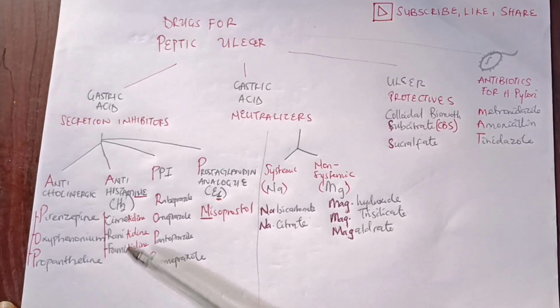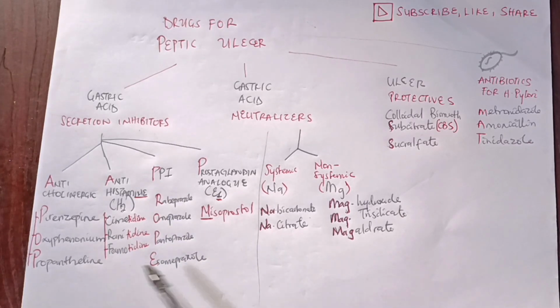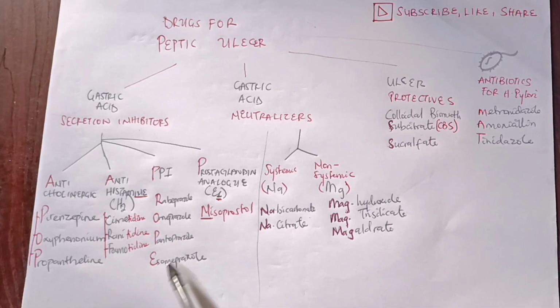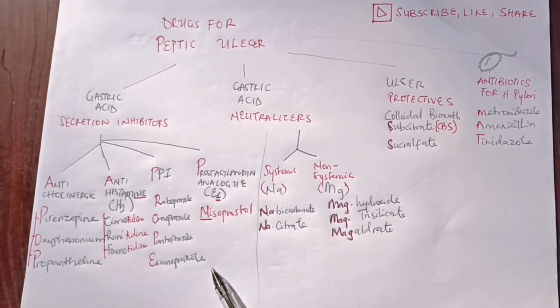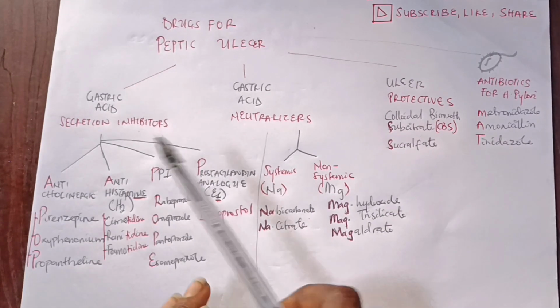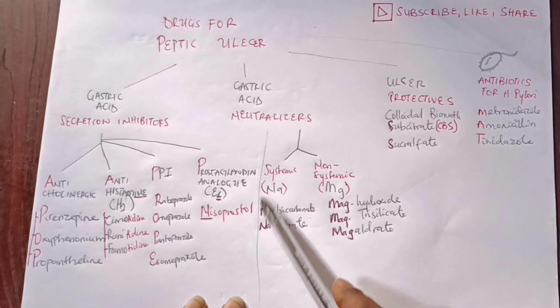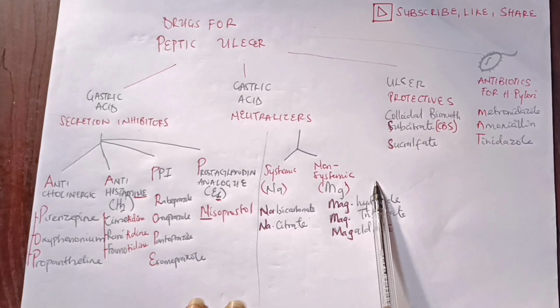Okay, and then we now come to the PPIs, that's the proton pump inhibitors, where we say we have a ROPE. So inhibit, we have a ROPE. We have rabeprazole, omeprazole, pantoprazole, esomeprazole. And then we'll now come to the prostaglandin analog E1, where we say we have what? Misoprostol, because it's E1, we have mono for misoprostol. If it was E2, it would be dinoprostone.